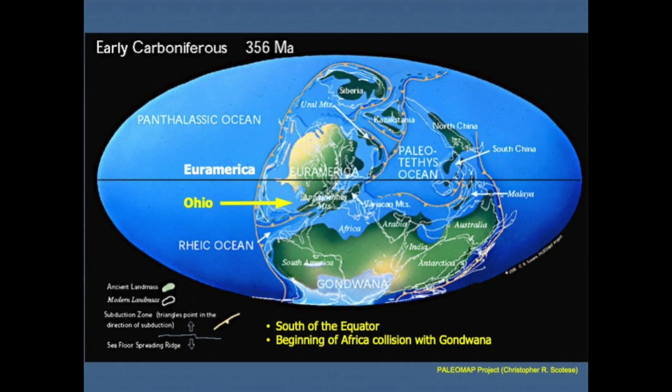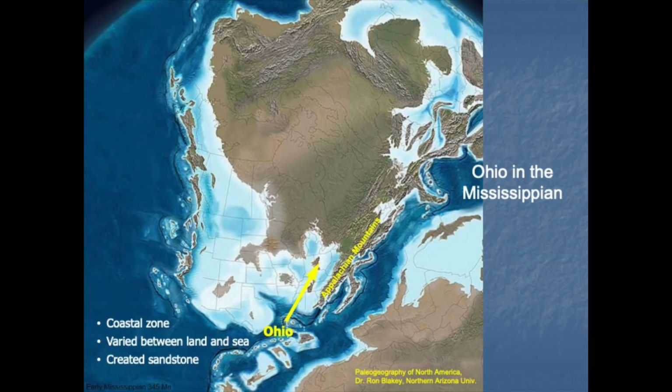And this is what the world looked like. Things are now beginning to combine. We're really, really close. Gondwana has moved south of us. Euro-America is right to the north. Ohio is pretty much where it's been for a while now. And collision is beginning with Africa. And that means that our part of the world is getting more mountainous to the east.